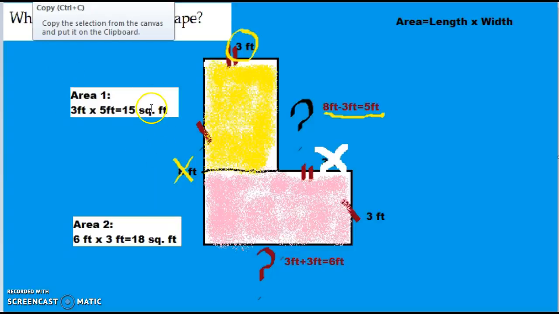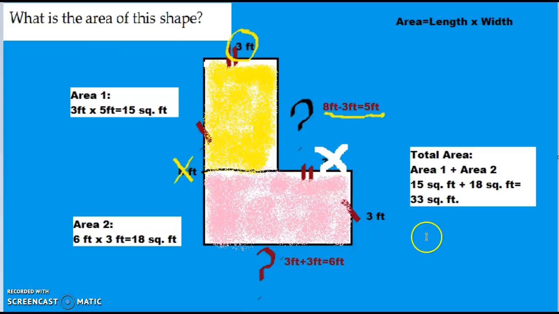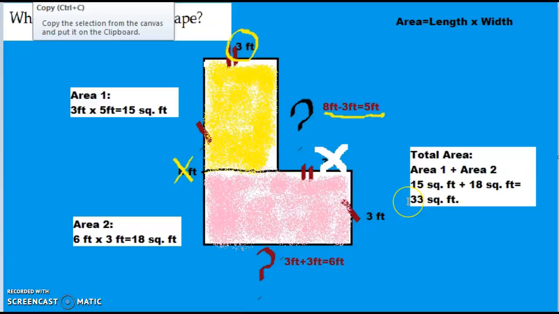So I have the area of the first rectangle, I have the area of the second rectangle, and the last thing that I have to do is add them together. I have to add 15 square feet plus 18 square feet. When I add 15 square feet plus 18 square feet, I get a total area of 33 square feet, and that is the total area for this L-shaped figure.